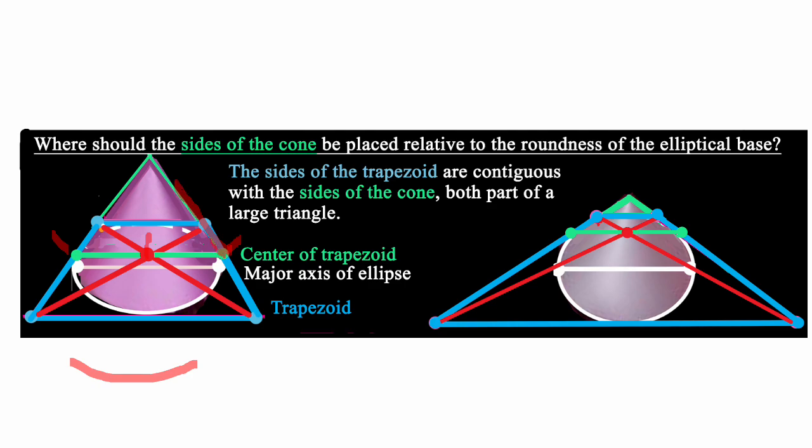So the sides of the trapezoid are contiguous with the sides of the cone, both part of this large triangle. And again, as I said, this perspective center is behind the major axis of the ellipse, especially in this case where this triangle flattens out.